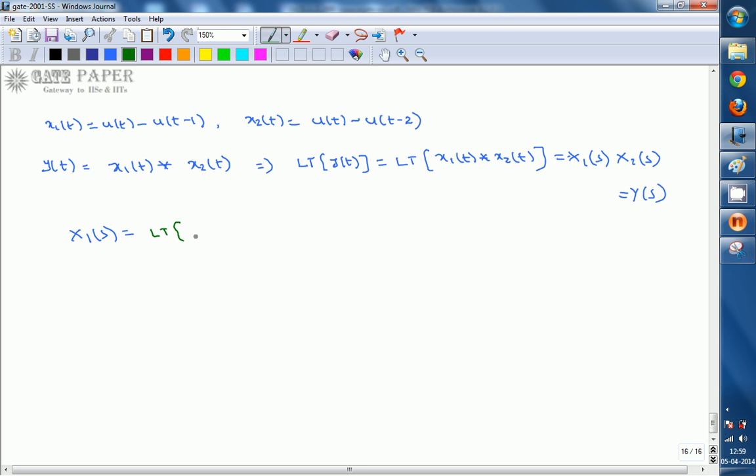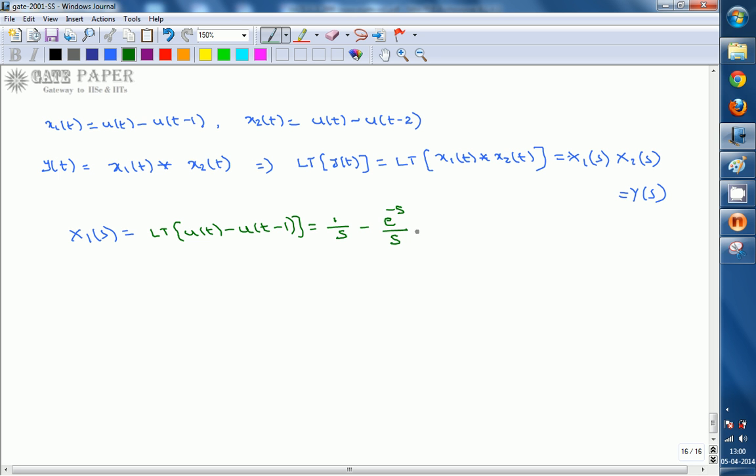Finding x1 of s, that is the Laplace transform of u of t minus 1. We know that the Laplace transform of u of t is 1 by s. The u of t minus 1 means a time shifting of u of t by one unit. So using the time shifting property of the Laplace transform, this is e power minus s divided by s.